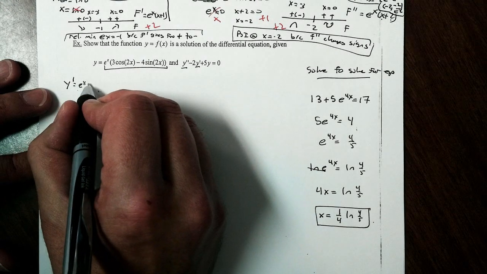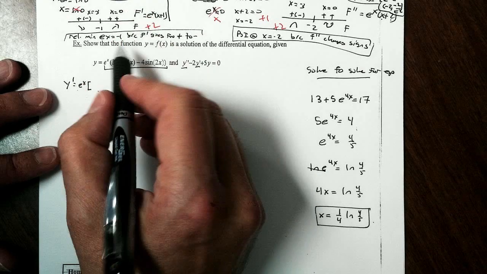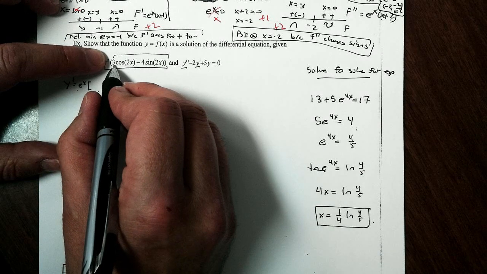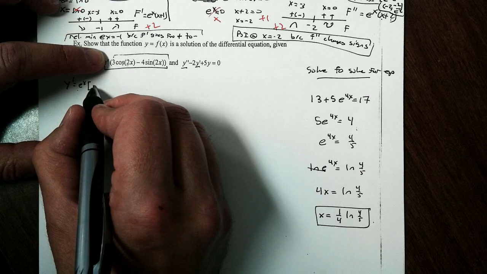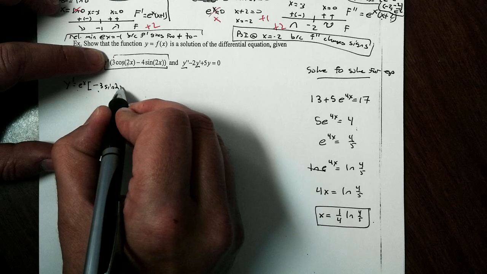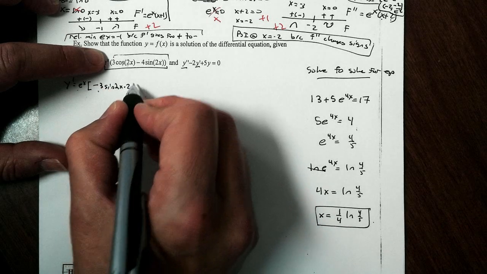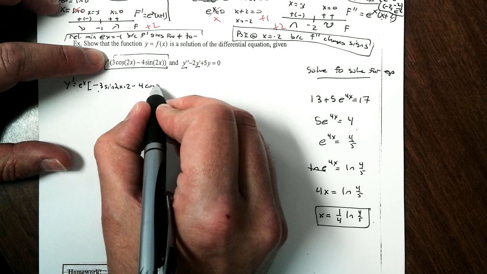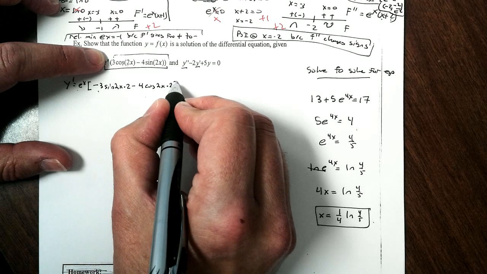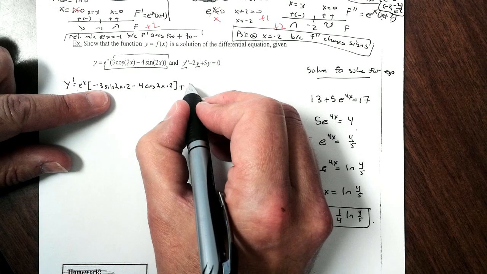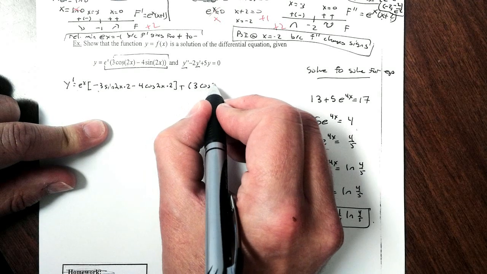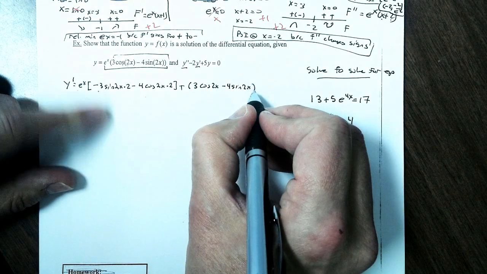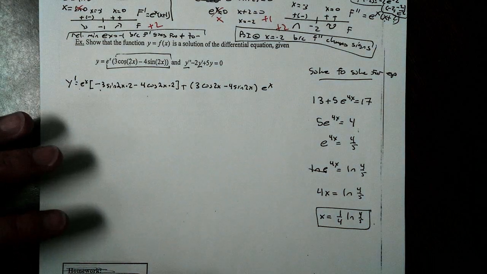I take the first, multiply it by the derivative of the second. But my second is this thing, which is chain rule. So we get the derivative of 3 cosine 2x, which becomes negative 3 sine 2x times 2, minus the derivative of 4 sine 2x becomes 4 cosine 2x times 2, plus the second, 3 cosine 2x minus 4 sine 2x times e to the x. So there's our first derivative.